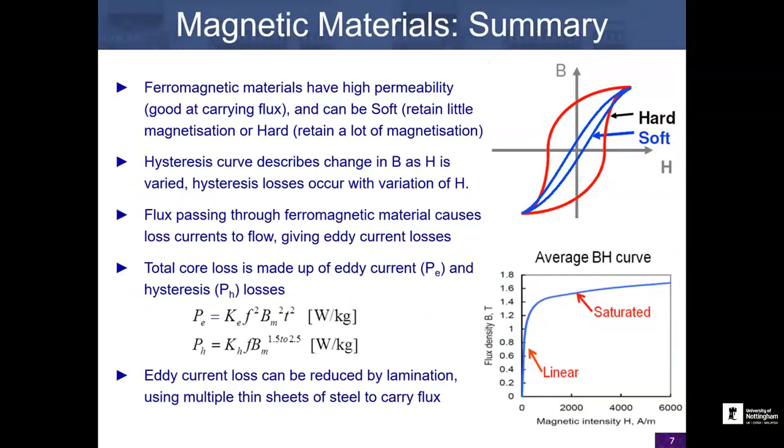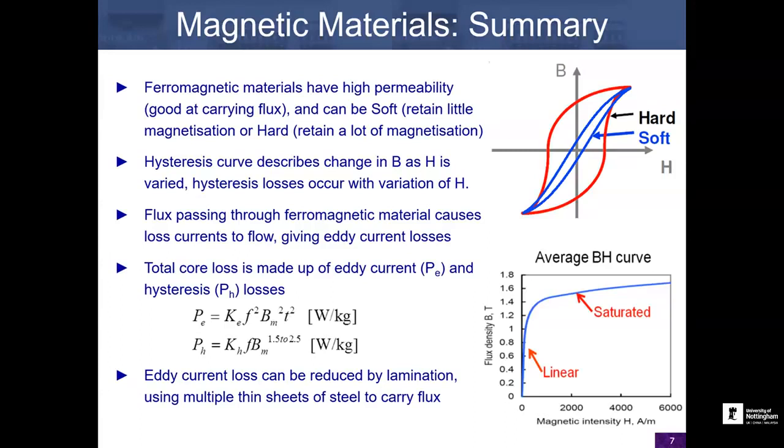We talked about magnetic materials and how we have these ferromagnetic materials that we very commonly use in machines because they give us a really good high permeability path, which is good at carrying magnetic flux. So we can use very little current to create a huge magnetic field. We have two fundamental types of these, hard and soft magnetic materials, and both have their uses.